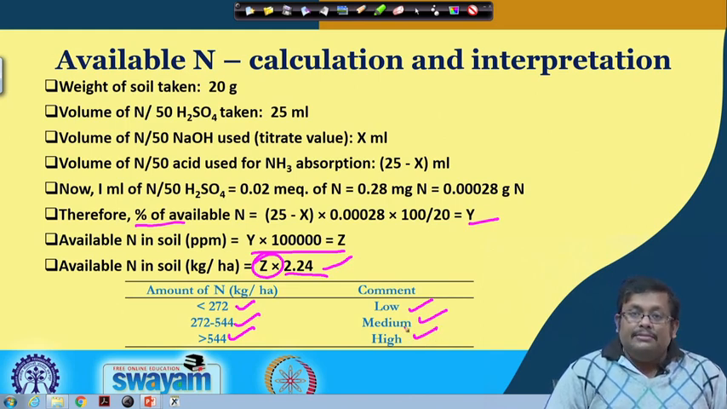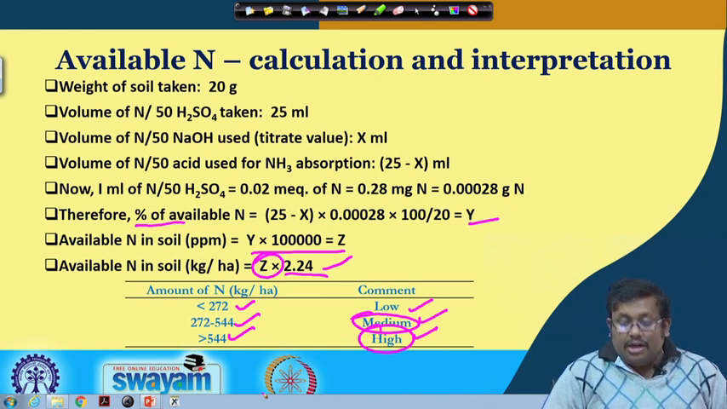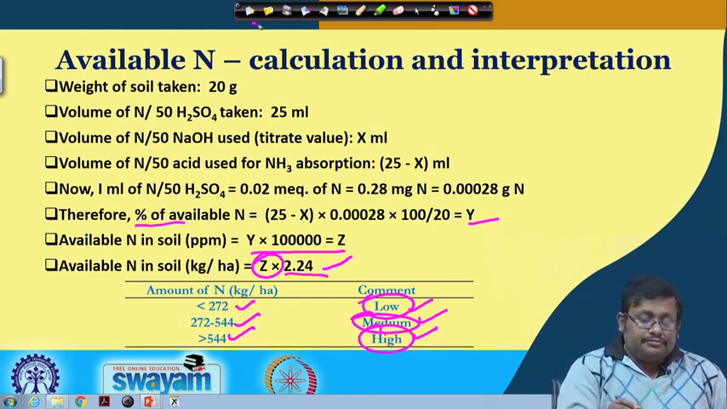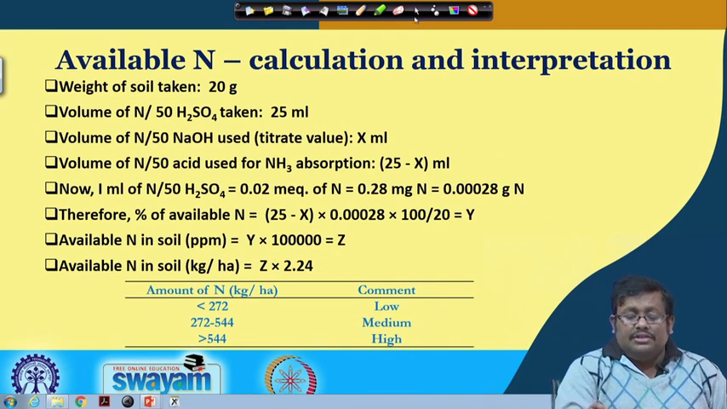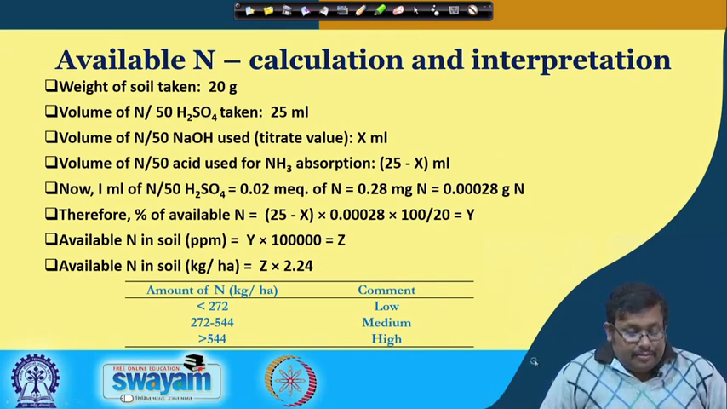So, basically the interpretation will be, when the soil contains a medium amount of nitrogen, we may not want to go for further application. In case of high, we should not apply any further, because that will be toxic in nature, and in case of low condition only, we will be applying the nitrogenous fertilizers. So, this will be the final interpretation.